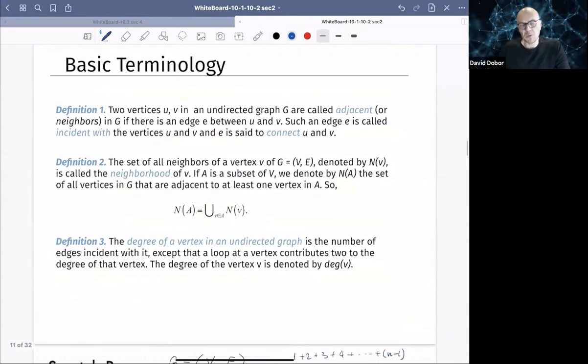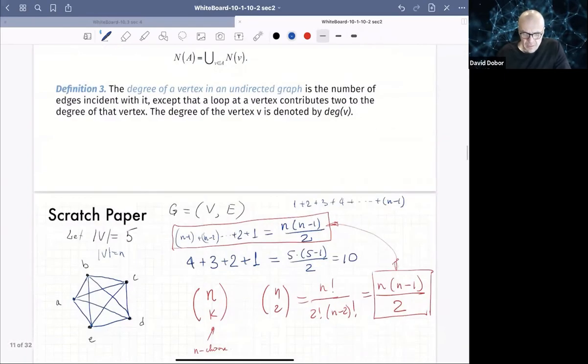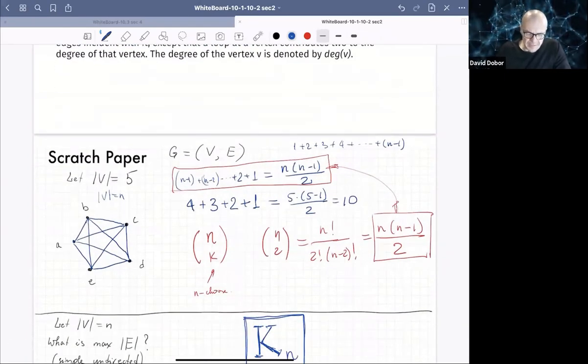Okay, but let's talk about a few terms that we'll be using throughout. So suppose you have a graph G. You say two vertices are adjacent if there is an edge between them. So U and V are adjacent if there is an edge between them. For example, in this graph, every pair of vertices are adjacent. So A is adjacent to B. Why? Because there's an edge between them. In fact, this is true for every pair in this graph.